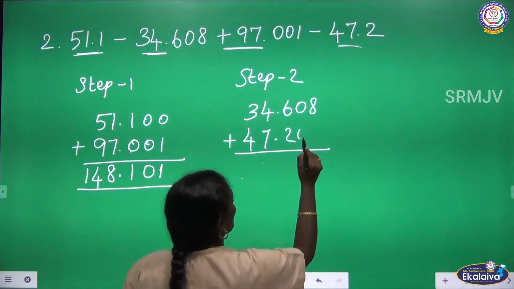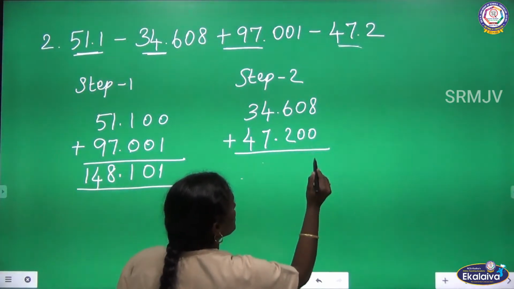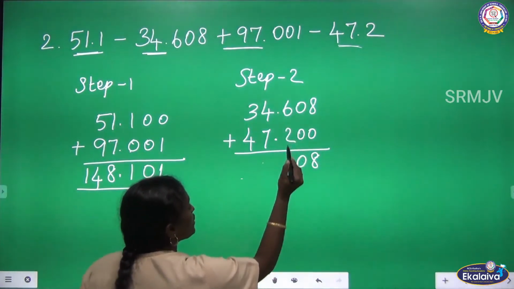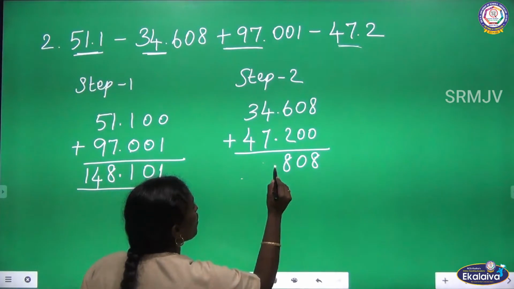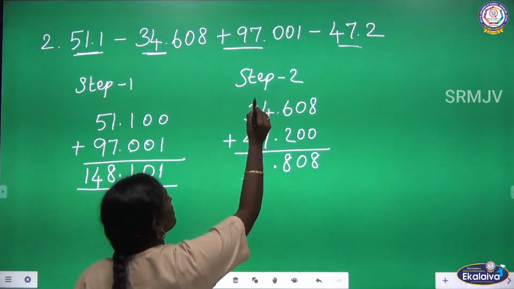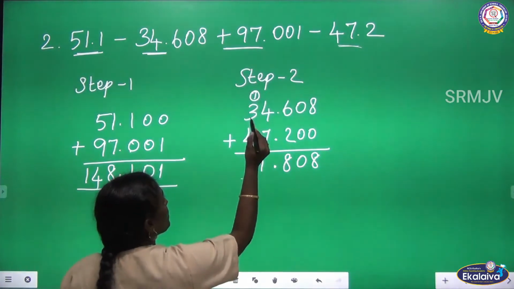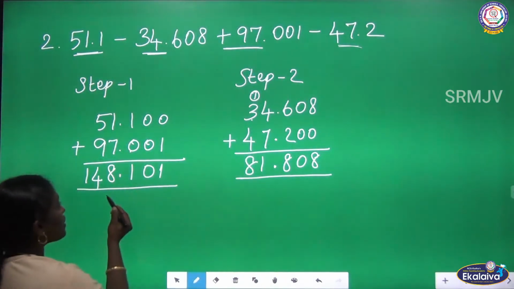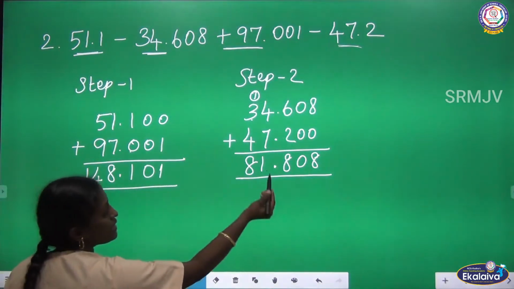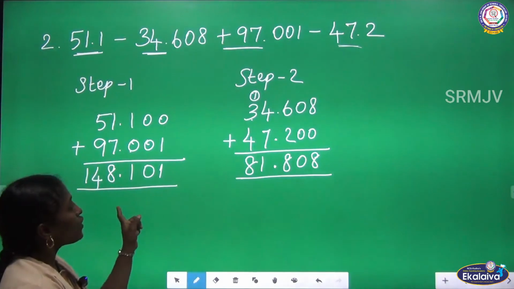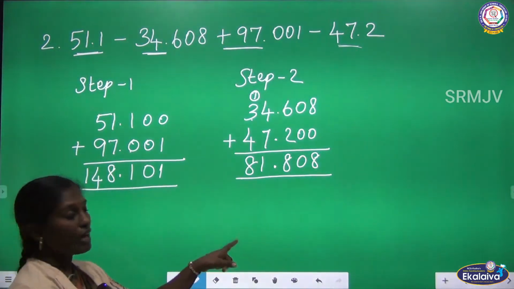Okay, here we can add 2 zeros. 8 plus 0, 8. Here 0 plus 0, 0. 6 plus 2, 8. Then we have to keep the decimal point. 4 plus 7, 11. 1 here, 1 carry over. 1 plus 3, 4. 4 plus 4, 8. Now we got 2 answers. In step 1, 1 answer. In step 2, 1 answer. Now in step 3, we are going to subtract these 2 answers.